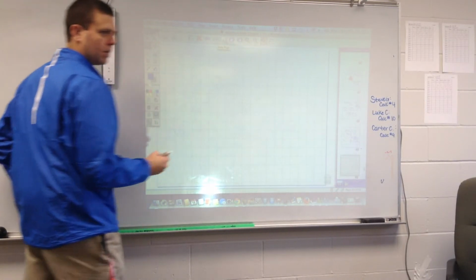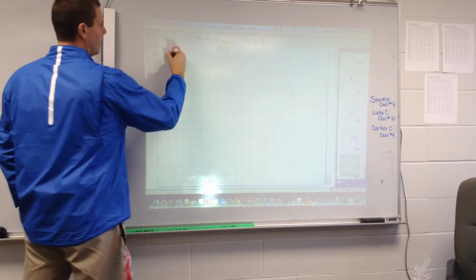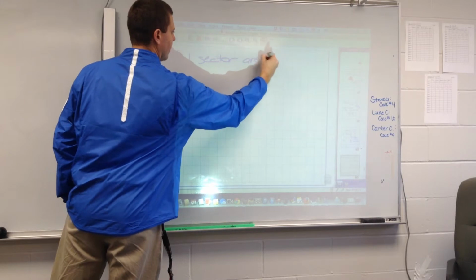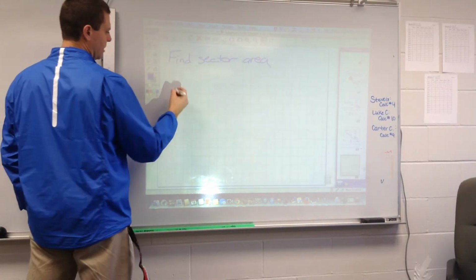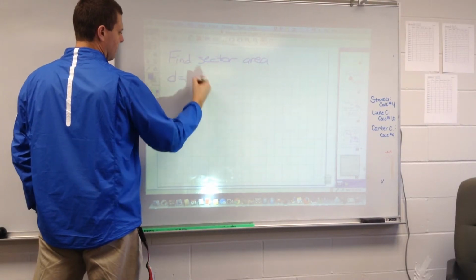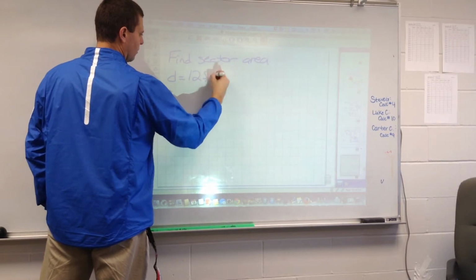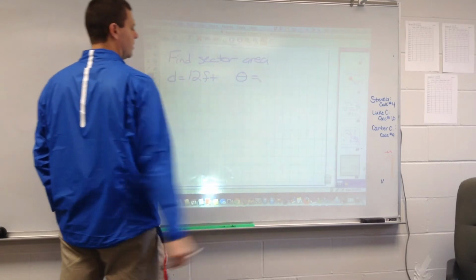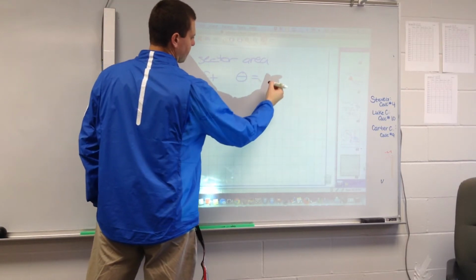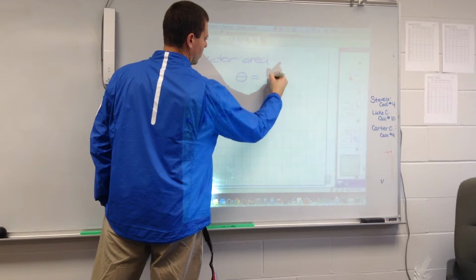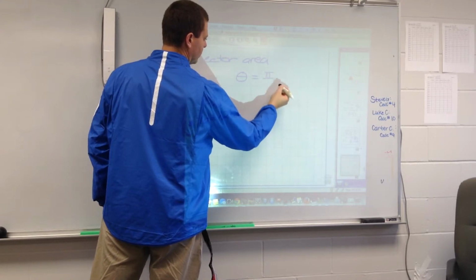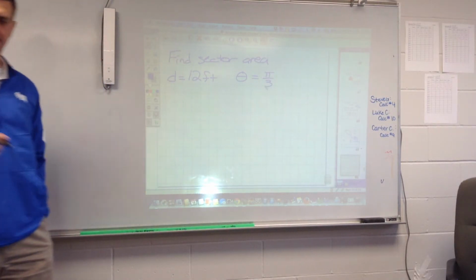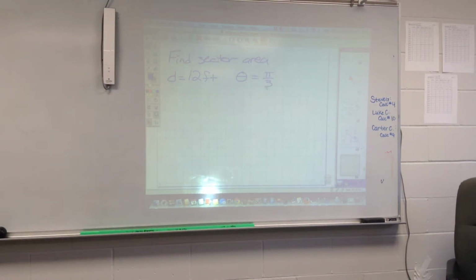Sector area is the same thing. I tell you to find sector area, and maybe let's say I tell you the diameter is 12 feet, and the central angle is, let's just go pi over, we'll go pi over 3.